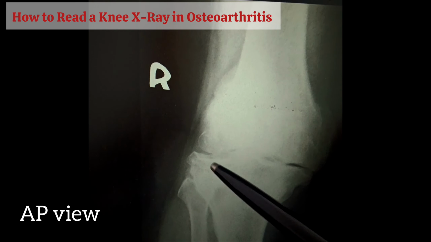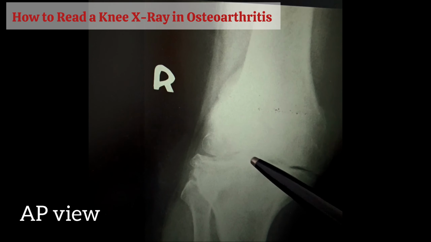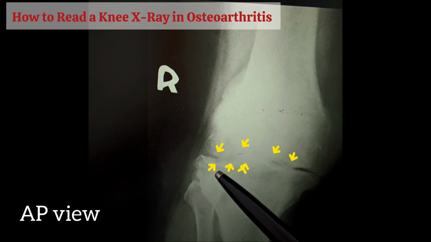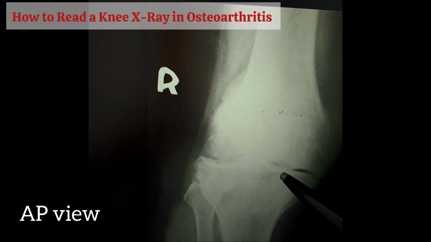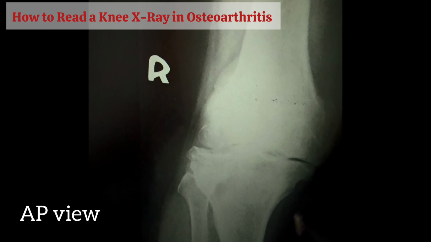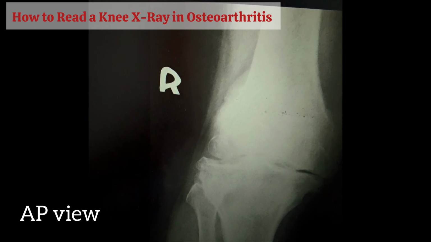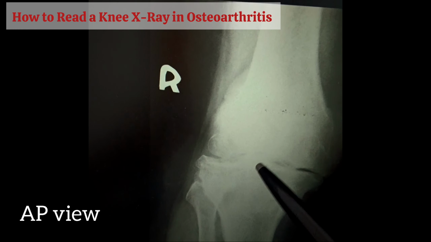Next, you can look at the subchondral space. These are the subchondral bones, and they appear whiter and denser. You can see these bones are whiter and denser in color, which indicates subchondral sclerosis. Okay, this is the result of bone thickening beneath the cartilage.